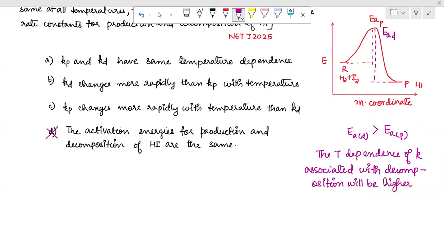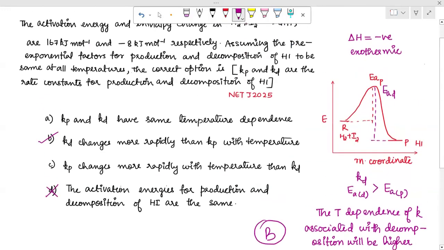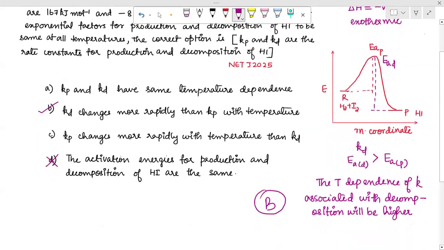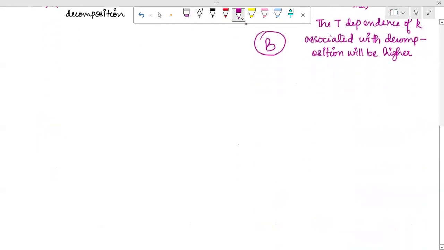All right. So if you see that the activation energy of decomposition is higher, which means the rate constant associated with the decomposition, Kd, will have more temperature dependence, or will change more rapidly than that of Kp. So Kd changes more rapidly than Kp with temperature, and the correct answer is option B. This is one concept that you have to know. Okay. Option B. Okay, I hope that is understood.